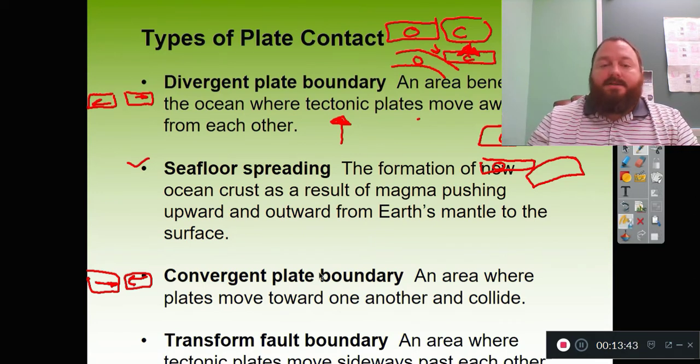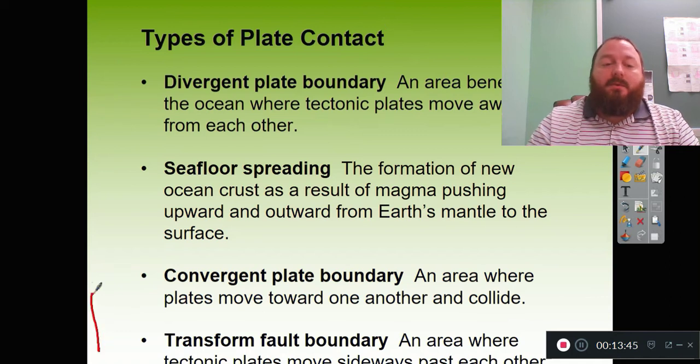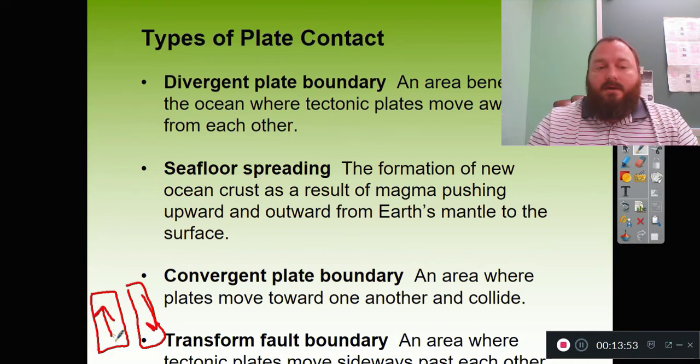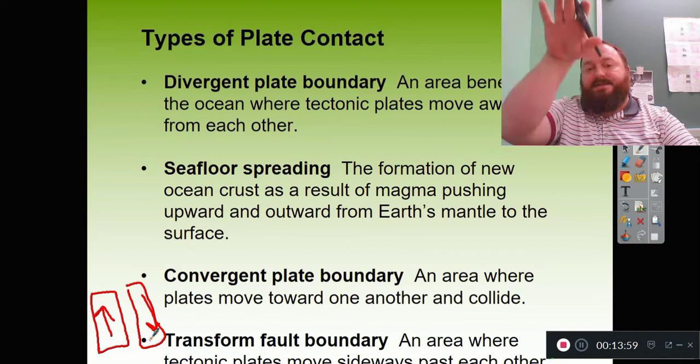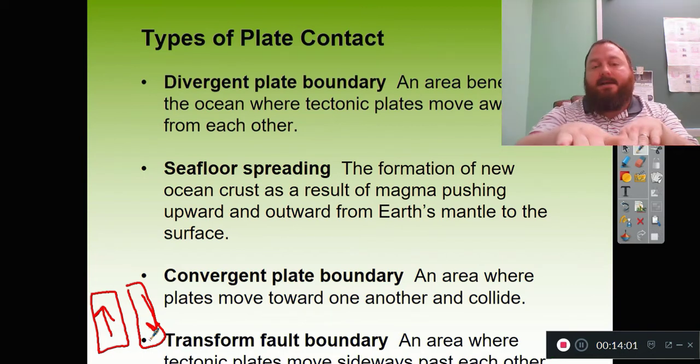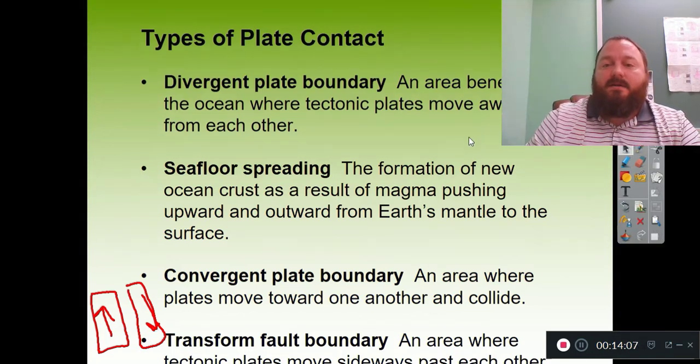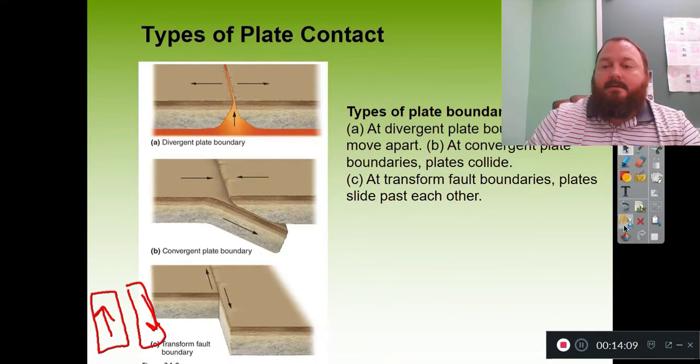All right, third example, transform. This is where we have plates moving in, I don't want to say equal, in opposite parallel directions, I should say. So we have one moving upwards, the other one moving downwards, perspectively speaking. They're not going to be moving up and down like this. They're going to be moving side by side. They're going to be parallel but opposite directions. The biggest example of this is the San Andreas Fault out in California.